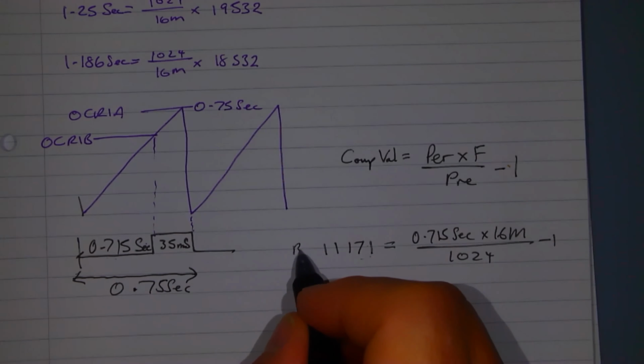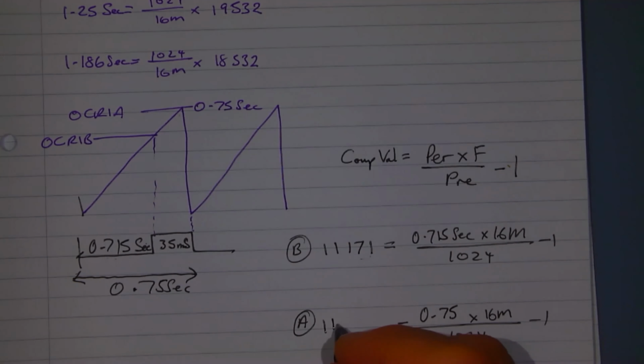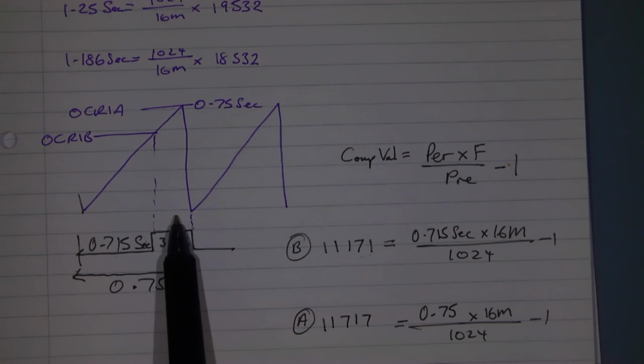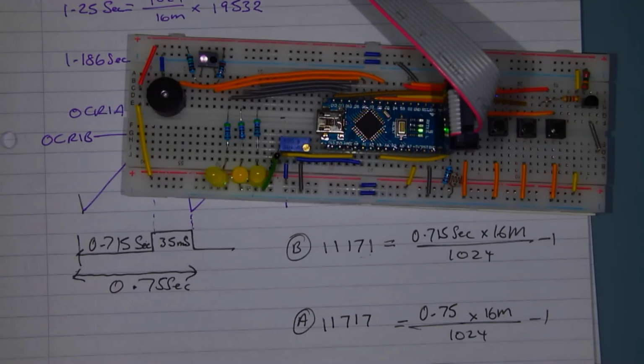And of course, this is the B compare value. The A compare value, this value here, what we're looking for is 0.75 seconds times 16 megs over 1024, minus 1. So what we get there is a value of 11717. Okay, so that's how we would do this. Hopefully this gives you an idea of how you might generate a short kick pulse or something. All I've got it doing is just generating a simple blink on an LED. Okay, and we can play with that around.